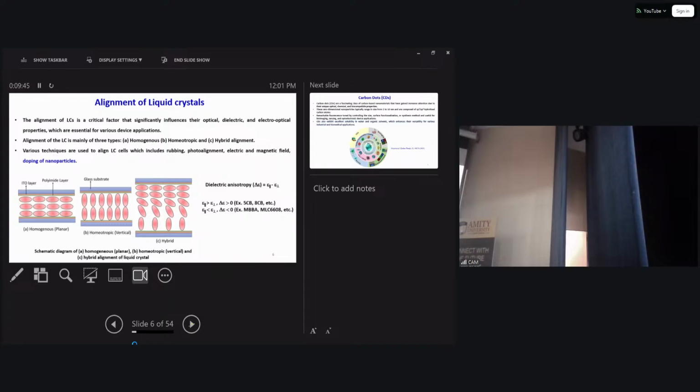Now, the next one is called hybrid. In this case, on one substrate, let's say the top one, I'm using the planar anchoring substrate. On the bottom one, I'm using the vertical anchoring substrate. When you fill the material, you can see the hybrid structure, a mixture of these two alignments. Now, depending upon our requirement of the display or other devices, we have to pick the alignment condition, and we move on further.